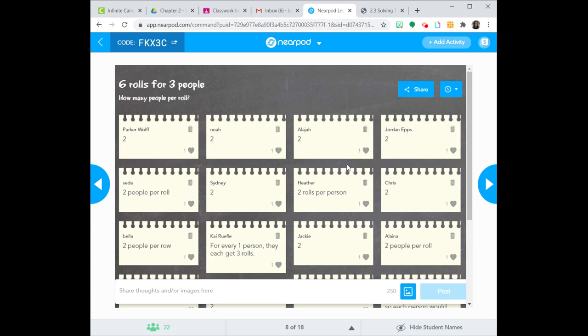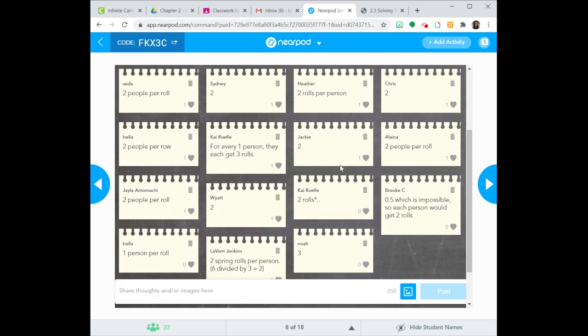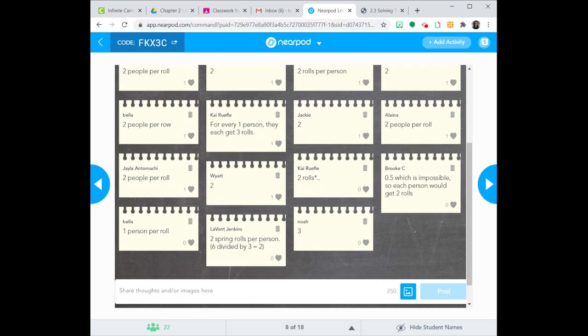So some of you, I'll reiterate that. Some of you are writing something correct. So you're saying rolls per person, but pay attention that the question is asking how many people per roll. So although it is correct to say 2 rolls per person, because I'm taking 6 rolls divided by 3 people, that's not what the question is saying. The question is saying how many people can eat 1 spring roll. And I noticed this answer down here saying 0.5, which is impossible. So each person would get 2 spring rolls. Okay, so that is true.